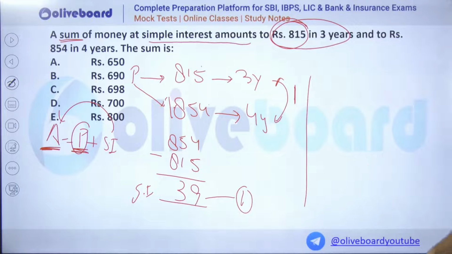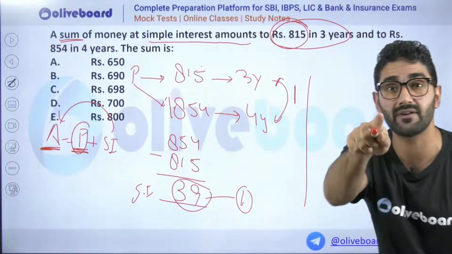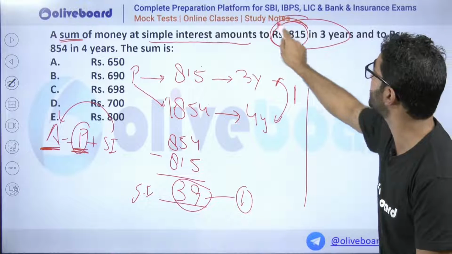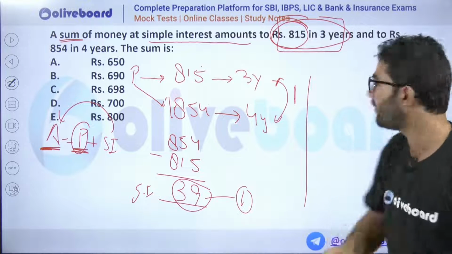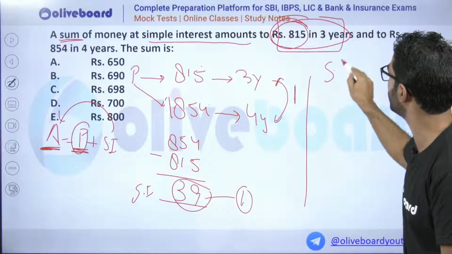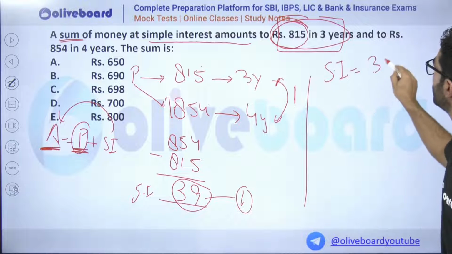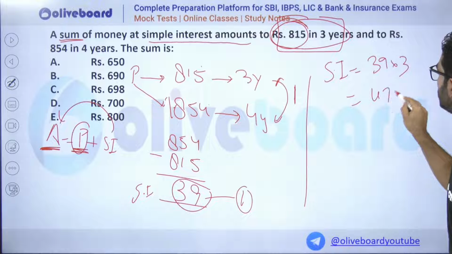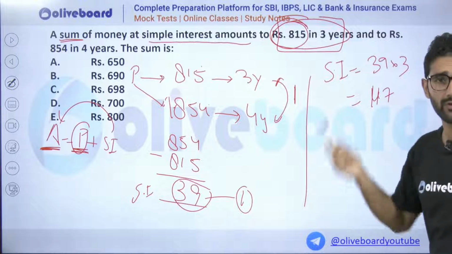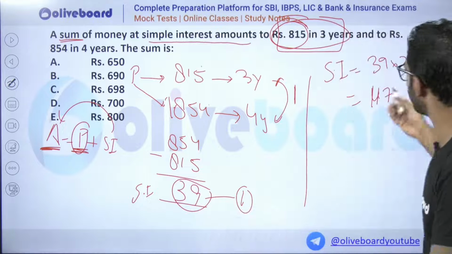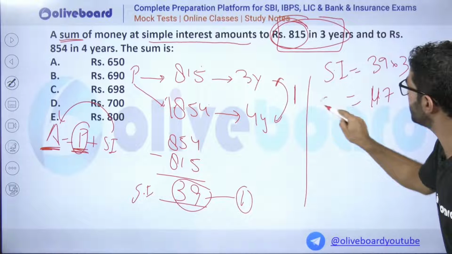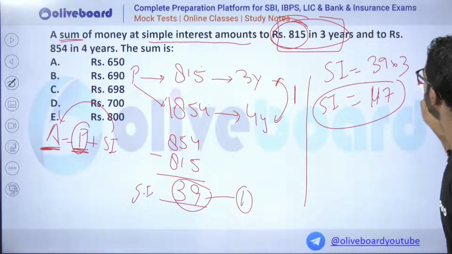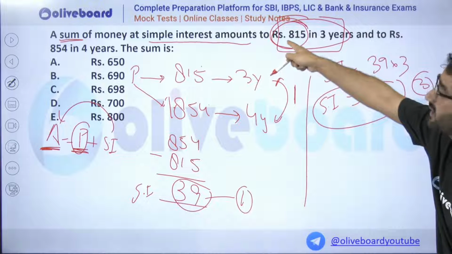So this is the simple interest for 1 year, but it becomes this much in 3 years. How much will the simple interest be for 3 years? It will be 39 multiplied by 3, so it will be 117. 40 into 3 is 120, then subtract 3, it is 117. So this is the simple interest that has been applied for 3 years.